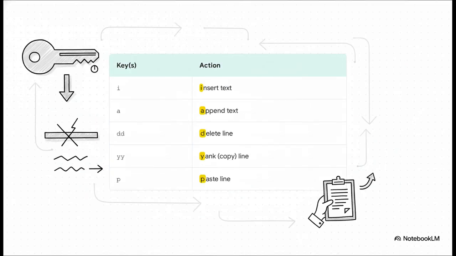Now for some quick editing, all from normal mode, remember. I lets you insert text. To get rid of a whole line, you just tap D twice. D, D. Gone. To copy a line, or yank it in Vim speak, you tap Y twice. And then P will paste it. See how fast that is? No clicking, no dragging, just quick, precise keystrokes.